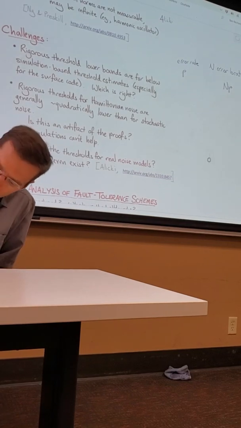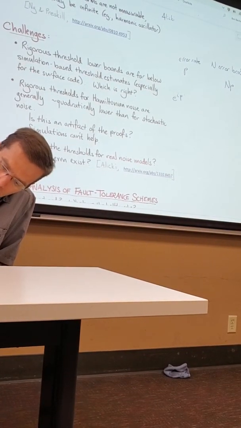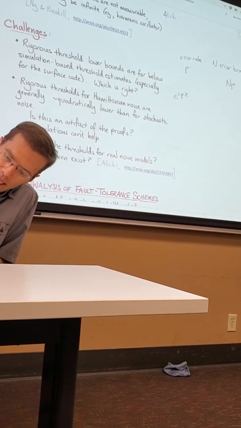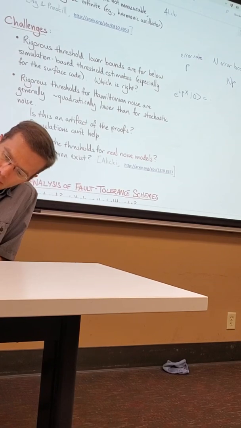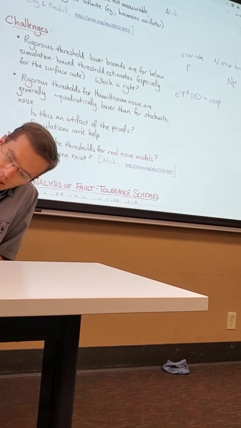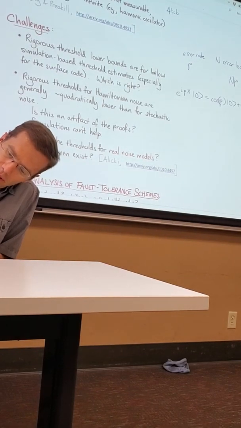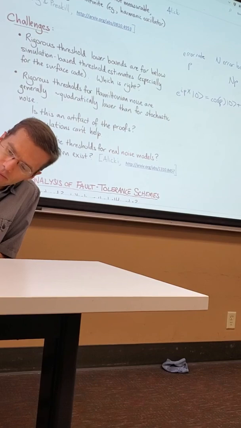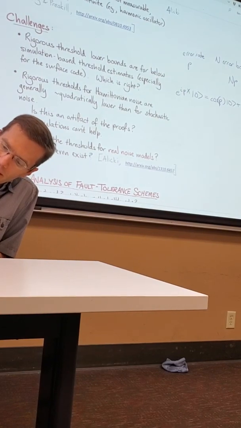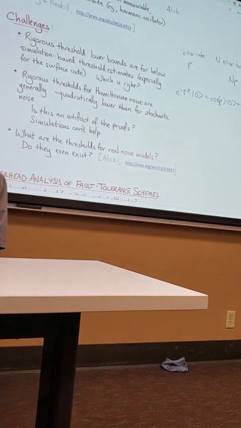So e to the i p x applied to |0>. Let's see what happens. This gives me cosine p times |0> plus i sine p times |1>. And this error term, sine p, is roughly p, if p is small.